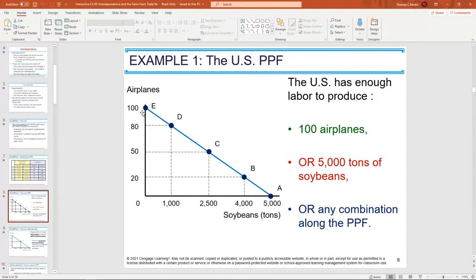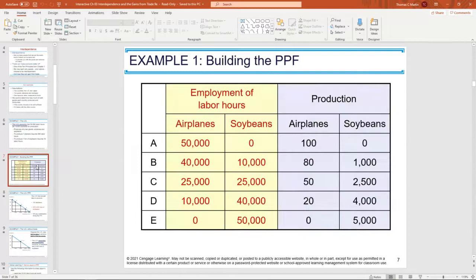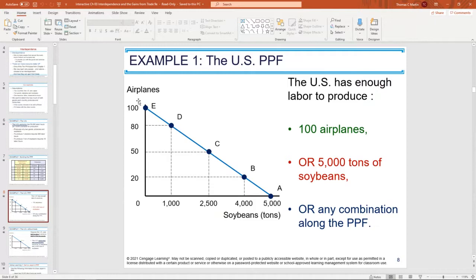Now we can produce any combination as long as it equals the total, 50,000 hours of labor. We can do it in any combination with soybeans and airplanes. We can produce at any point inside of here, but we would be inefficient to produce here. We cannot produce outside this production possibility curve. That's where we're going to see where trade makes us better off.